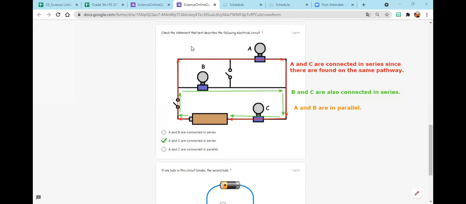To know the answer, you have to draw these arrows. See, if they belong to the same line, it means they are in series. If they do not, it means they are in parallel. Okay?